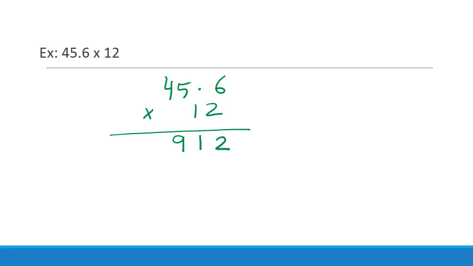Let us do another example. So I told you to put the number with the most digits on top. Then place the second number below it anywhere you want. It doesn't make a difference. Okay? Let us start multiplying. 2 times 6 is 12. 2 times 5 is 10, plus 1 is 11. 2 times 4 is 8, plus 1 is 9. Okay?